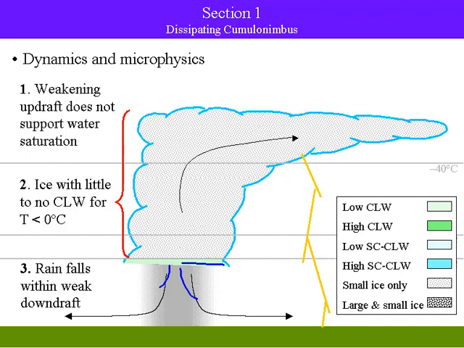Basically, the weakening updraft will no longer support water saturation. There'll be ice with little to no cloud liquid water for temperatures less than 0 degrees C, and rain will fall out within the weakening updraft. And so the thunderstorm is now dissipating, and as we will find out, there will be very little lightning left in the storm.